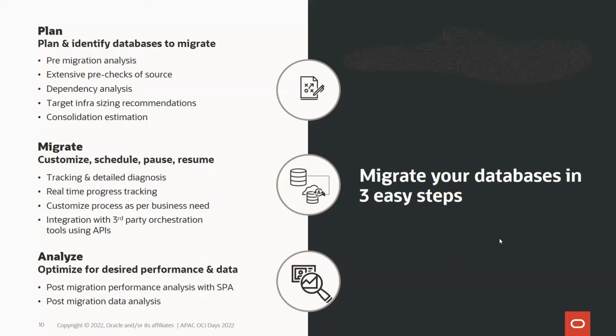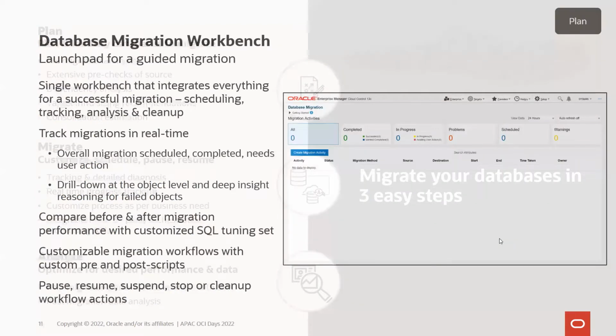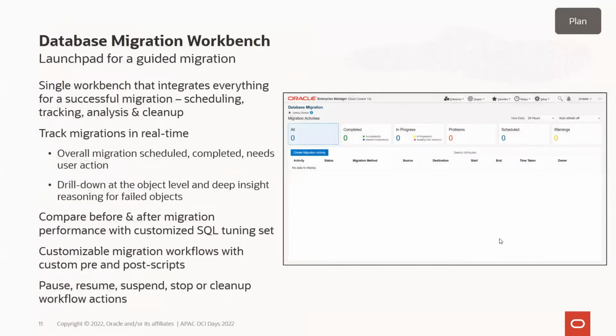Analyze phase. In the analyze phase, you can analyze the database for desired performance. You will get insight into objects that need attention and objects that have migrated successfully. You can do automatic performance analysis of source and destination workload after migration. Any deviation from the previous baseline is highlighted in the performance report. There are three simple steps that you will have to follow to migrate your database to a new destination. Let us look at the three migration steps in detail.